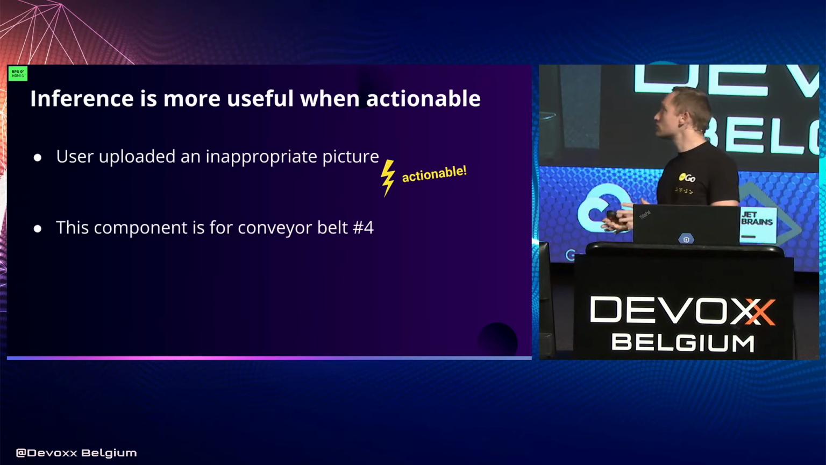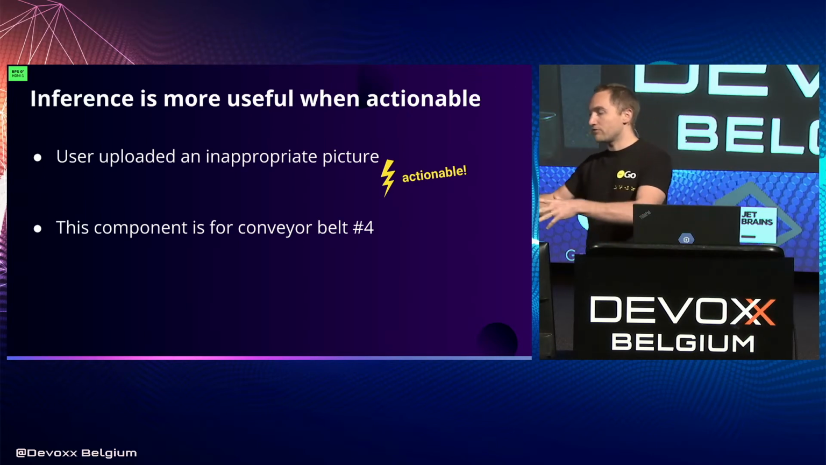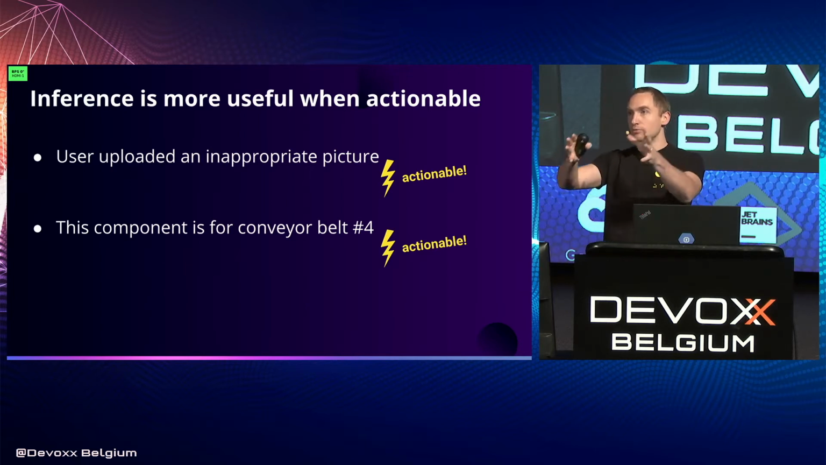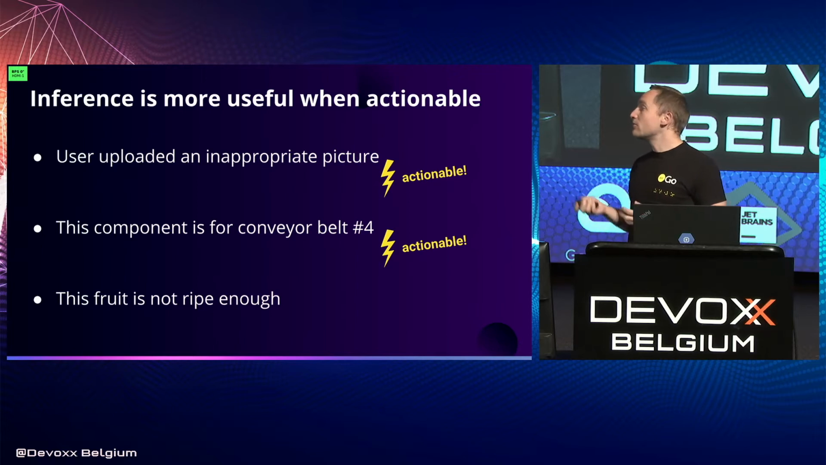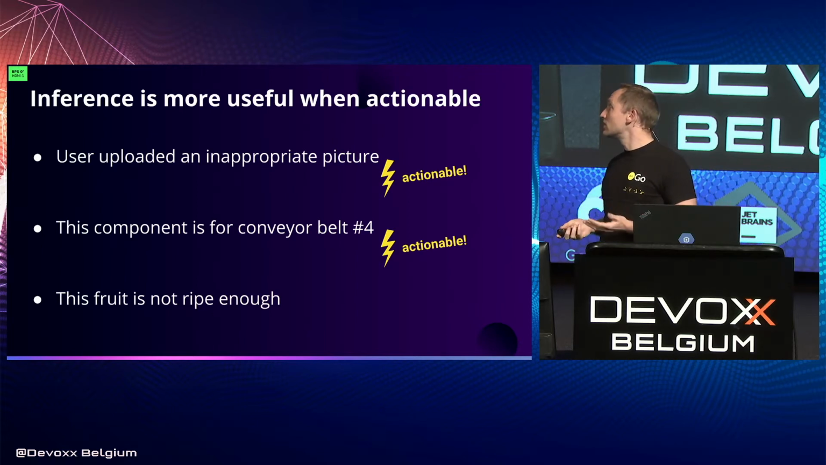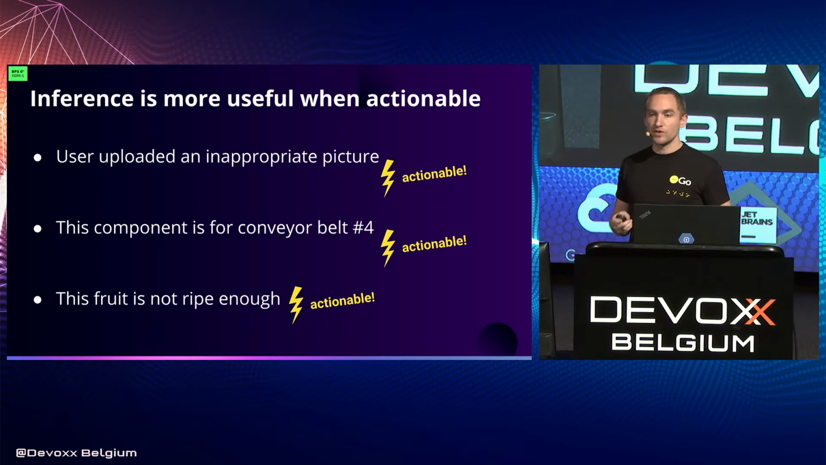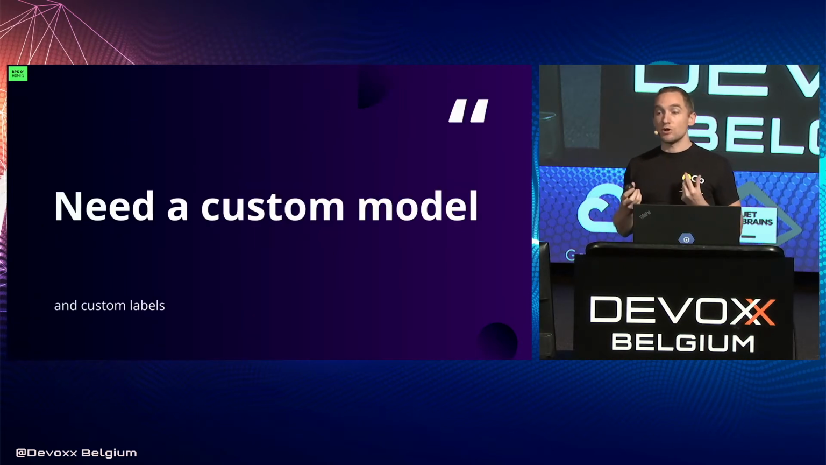What if I'm in a factory and I take a picture of an item on a conveyor belt and I see that this component looks like it's for conveyor belt number 4? It's very actionable. I tell the robot to take it and put it on conveyor belt number 4. Now, in the lemon farm, if I see that the fruit is not ripe enough, this is actionable. I put it aside. I don't sell it on the market today. I wait for tomorrow.